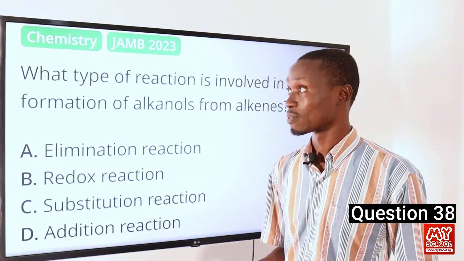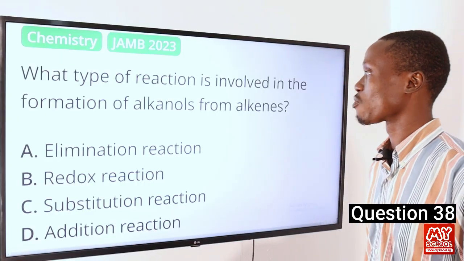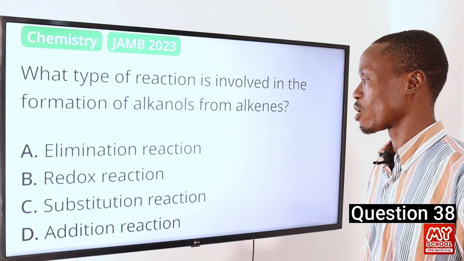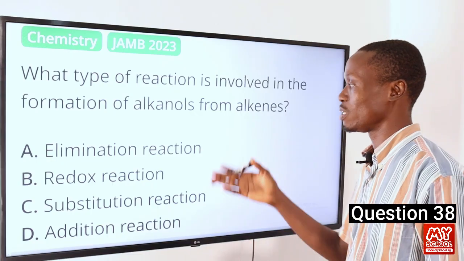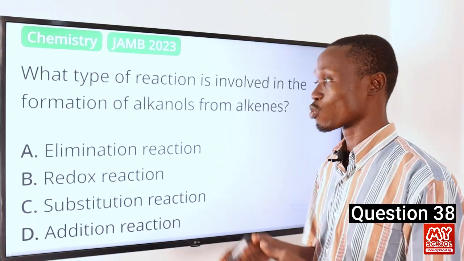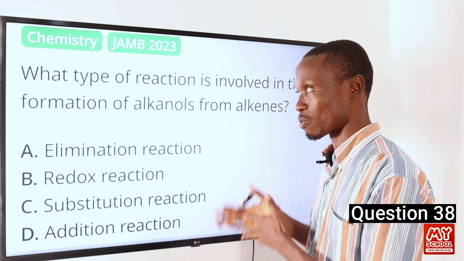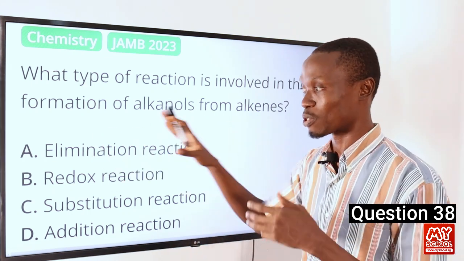Question 38. What type of reaction is involved in the formation of alkanols from alkenes? A, we have elimination reaction. In elimination reaction, two substituents are eliminated from a molecule to form a new substance. So the answer is not option A.